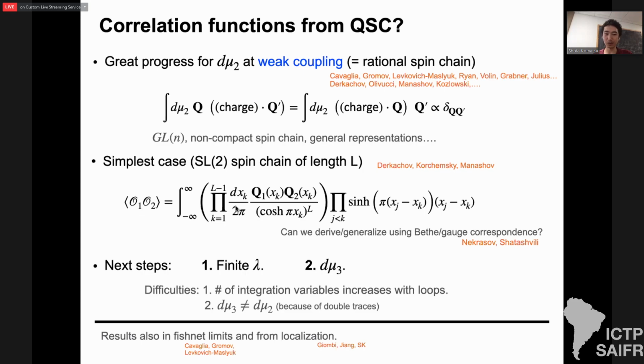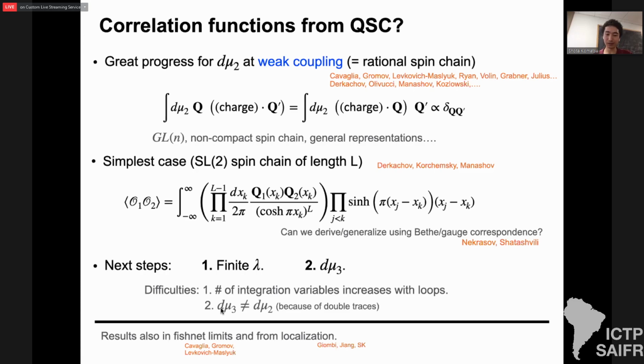Actually, the two-point function is already given by a multiple integral, and the number of integration variables is L-1. And here it's a bit interesting because instead of the usual Vandermonde, you have a weird Vandermonde, like half Chern-Simons matrix model, half usual matrix model. And given this structure, I think it's interesting to ask whether we can derive or generalize it using the BPS/gauge correspondence. This expression is only for weak coupling, namely one loop. So obvious next steps are to generalize it to finite coupling and also to figure out the measure for the three-point functions.